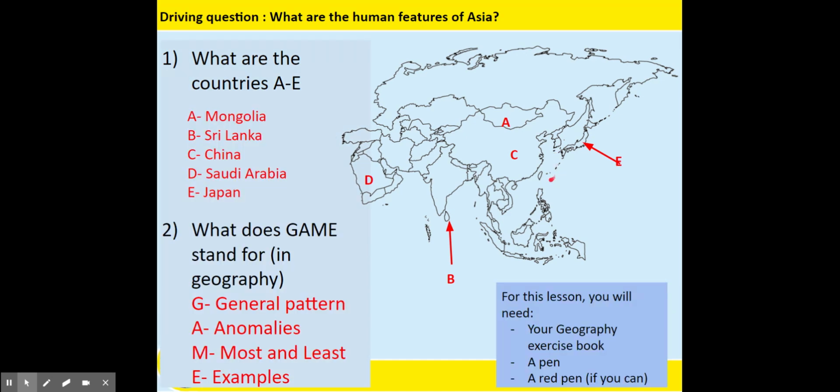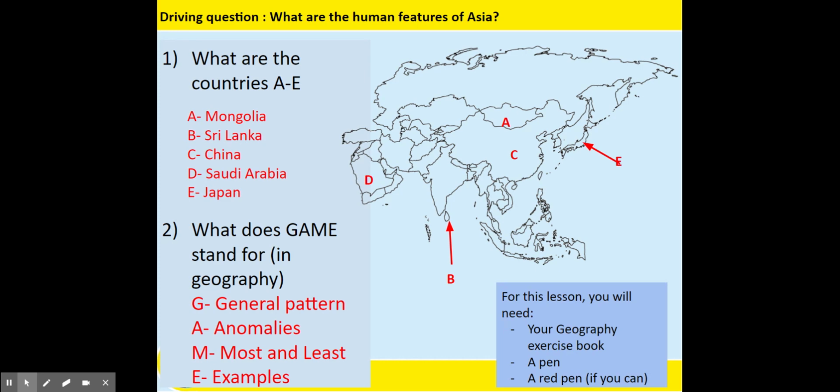So, here are our answers. Mark your work now with your red pen. If you need to pause the video to mark your work, then do so now. Otherwise, let's move on to our lesson.